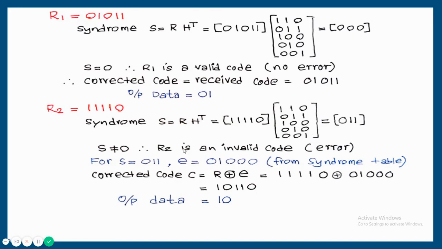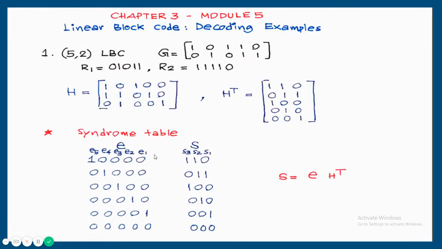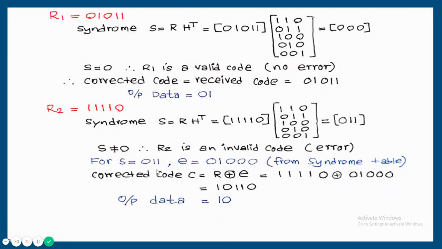For the correction, we should select the error pattern from the previous decoding table. For SC is equal to 011, I just verify what is the error pattern. SC is equal to 011 here, and the equivalent error pattern is 01000. So that 01000 is going to be selected here. Error pattern is 01000. This error pattern is going to XOR with received code.